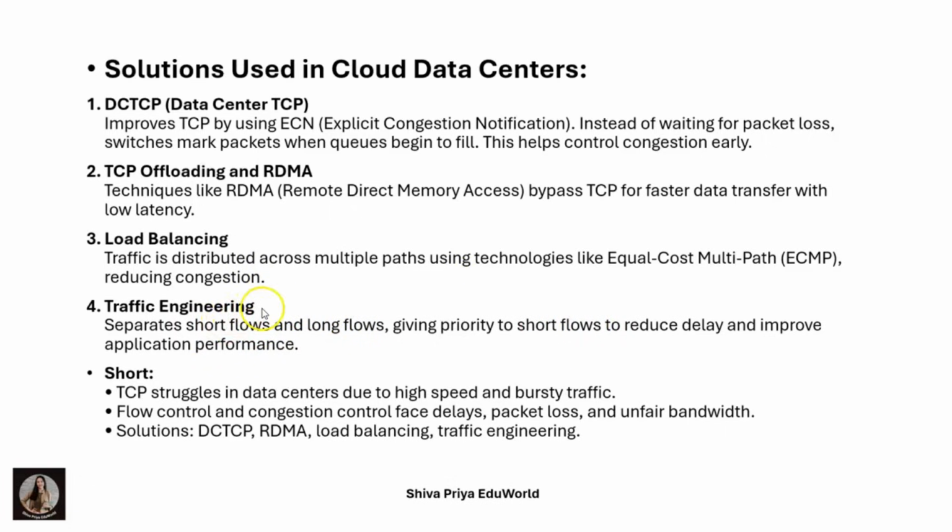But here it will separate the long and short flows, giving priority to short flows and reducing the delay for that, and improve the application performance as well, which is the best solution for that. And here TCP struggles in data centers due to high speed and bursty traffic. Flow control and congestion control face delay, packet loss and unfair bandwidth as well. The solutions are DCTCP, RDMA, load balancing and traffic engineering. These are all the solutions for these issues.